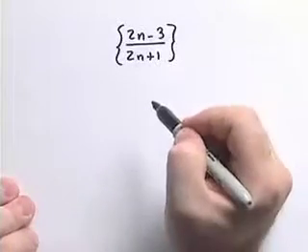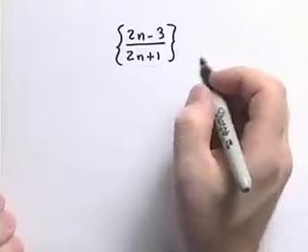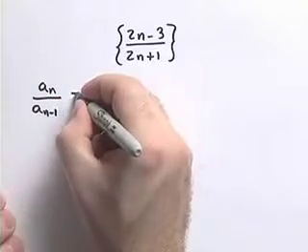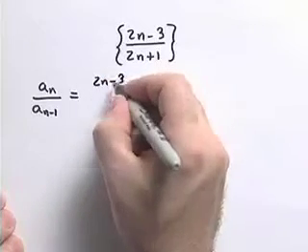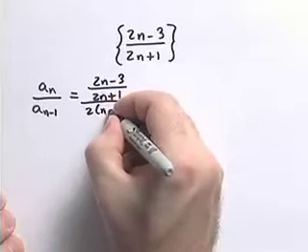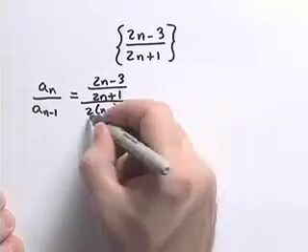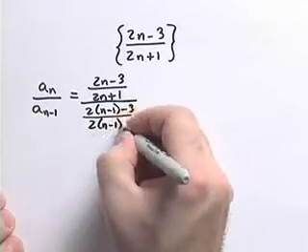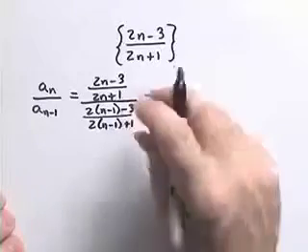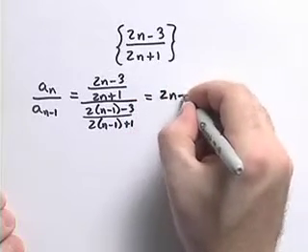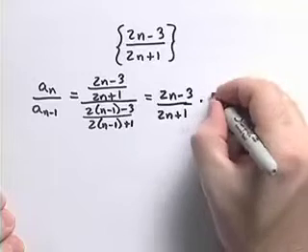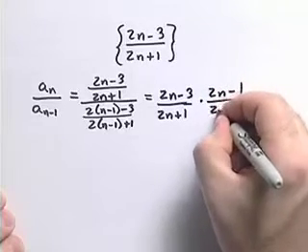To determine whether this sequence is geometric, we need to look at the ratio of consecutive terms. That is, we want to check a_n divided by a_(n-1). In this case, we'll have (2n - 3)/(2n + 1), all of that divided by (2(n - 1) - 3)/(2(n - 1) + 1). If we invert or clean up this denominator and then take the reciprocal and multiply, we'll have (2n - 3)/(2n + 1), so that's our numerator here, times (2n - 1)/(2n - 5).